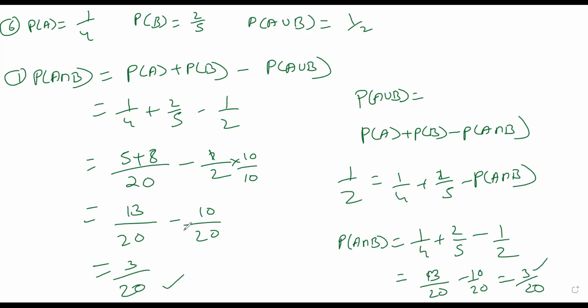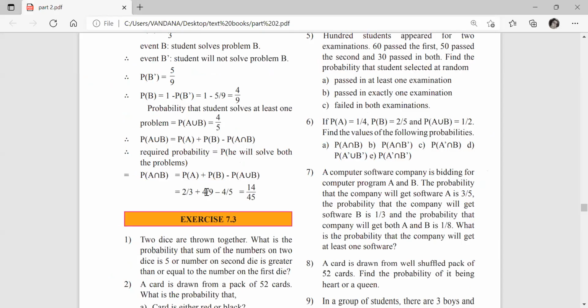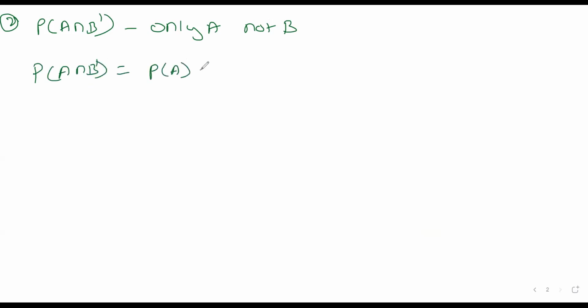Done? ये फॉर्मूला डायरेक्टली नहीं दिया है, इस पर से इसको हम लोगों ने निकाला है. Then the next one, A intersection B complement. Second case, A intersection B complement का मतलब क्या होता है? It means only A, not B.